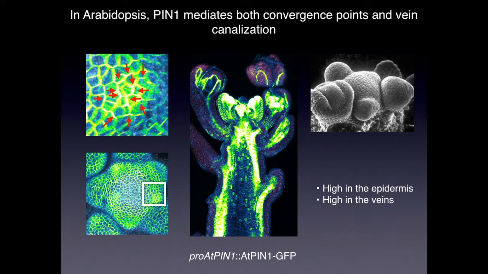of those organs being formed. It's very abundant in the epidermis, but also very abundant in the vasculature below the surface. This is a stem that's essentially been sectioned in half and then split open and put on the confocal.